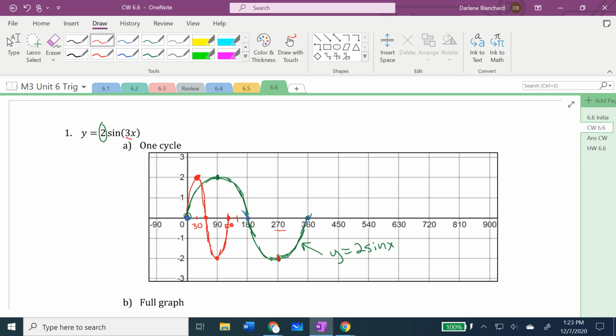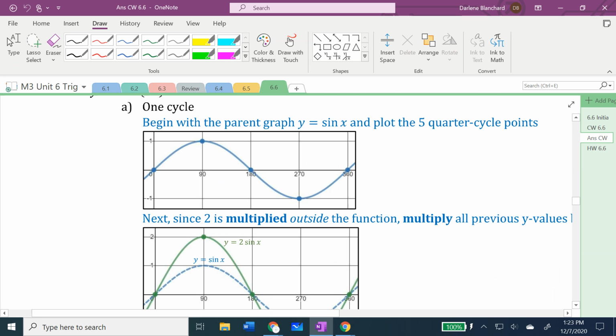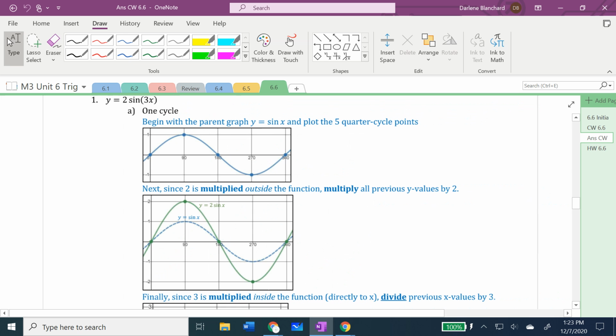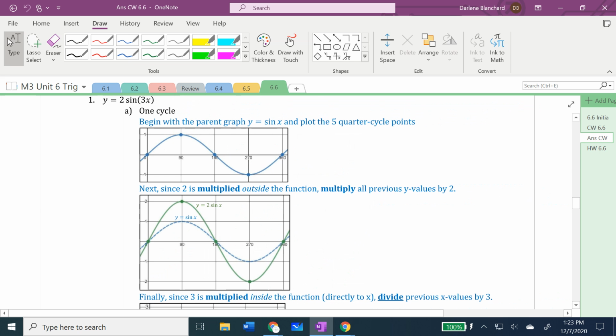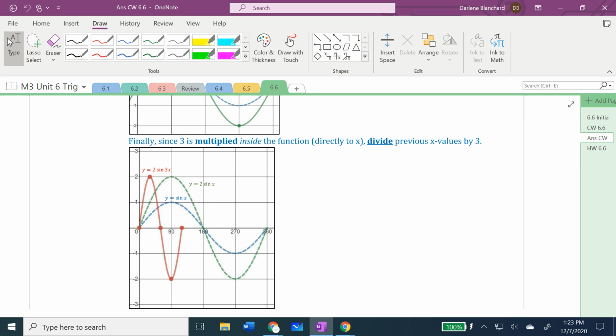Actually, let me show you the answers because the answers are easier to read. I have it set up to give this to you very slowly in the answer guide. So you can see here, I'm starting with sine. I multiply the y values by 2. And then I'm dividing those x values by 3. And you can see the progress in this last piece.